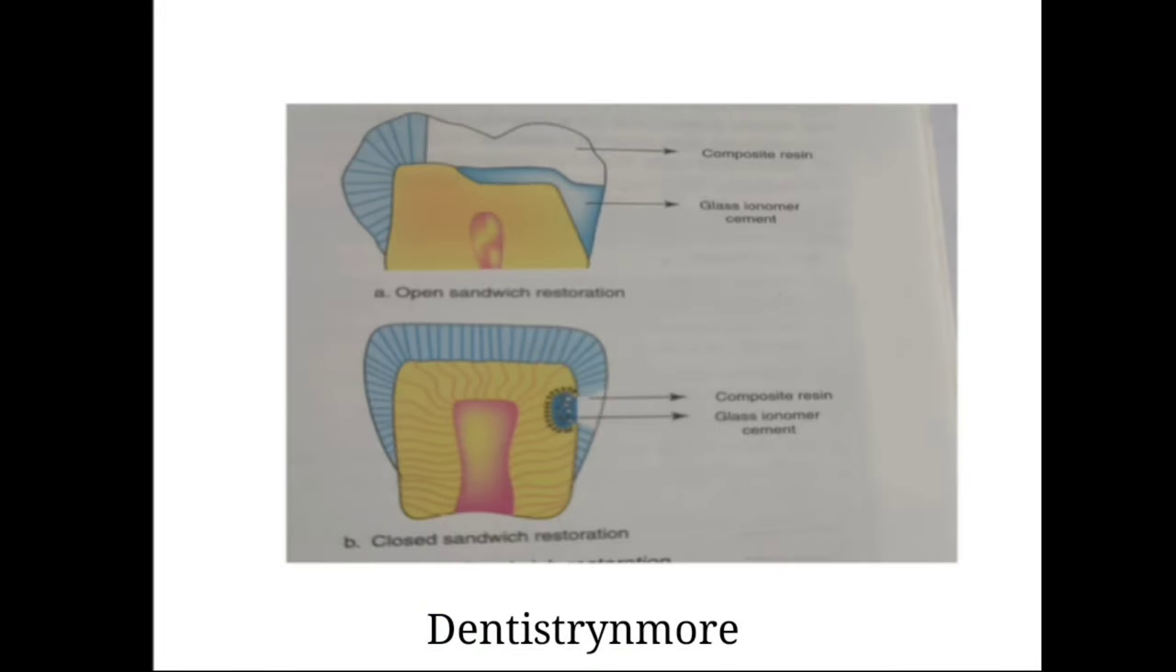This figure shows the open sandwich restoration and also the closed sandwich restoration. In the figure you can see first there is the GIC restoration, and above that is the composite resin.